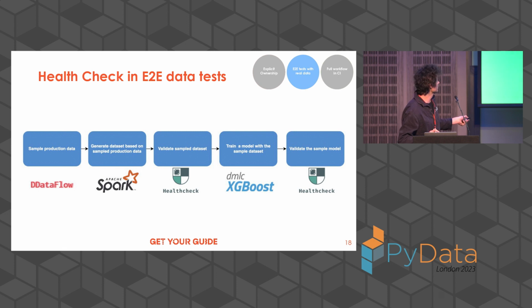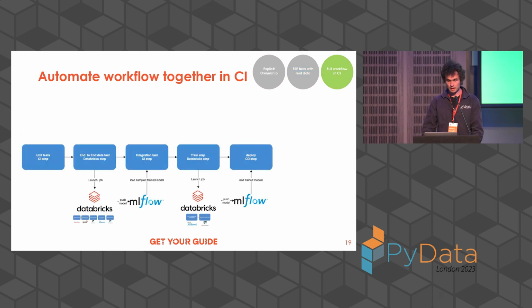Then we can train a model and validate that the model trained on the sample data is still working. Basically, that it is also healthy in the sense of accuracy or things like that. Okay, that's the last point, and we automate everything in our testing and deployment in our CI.